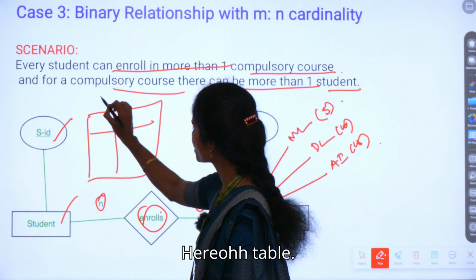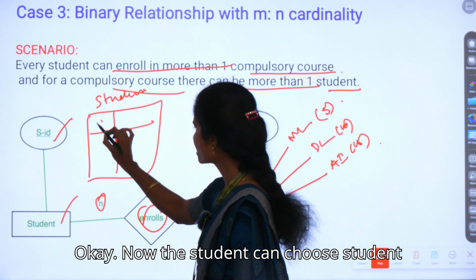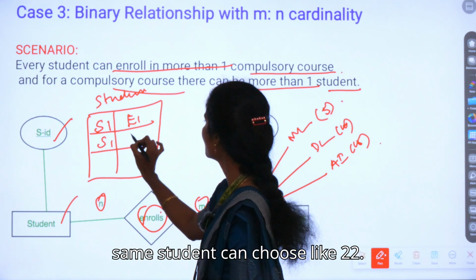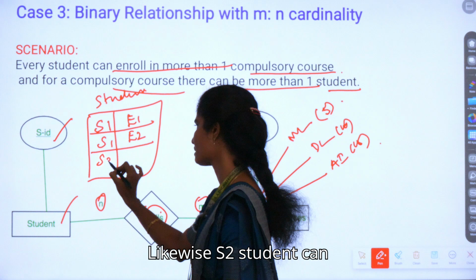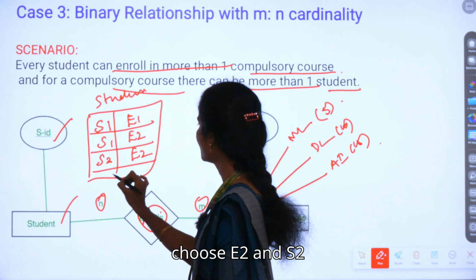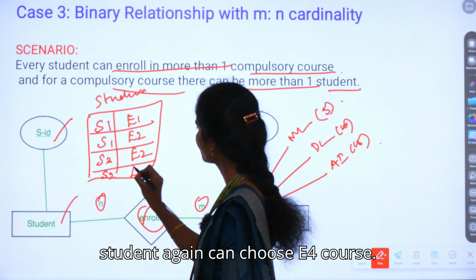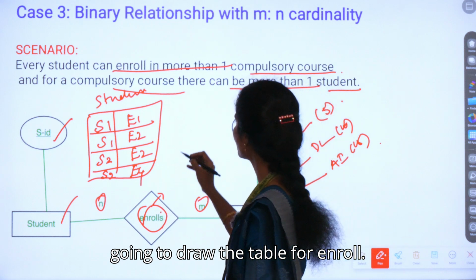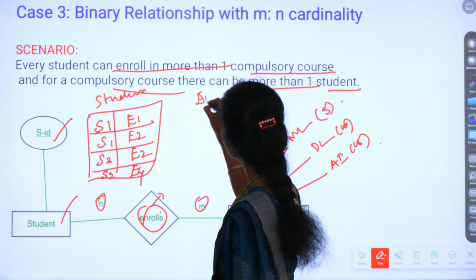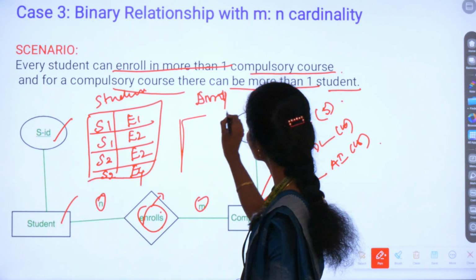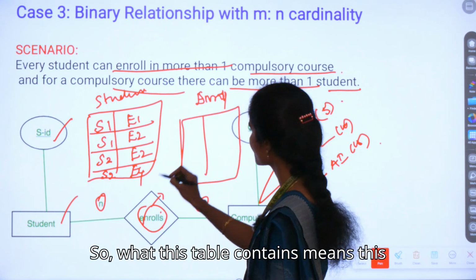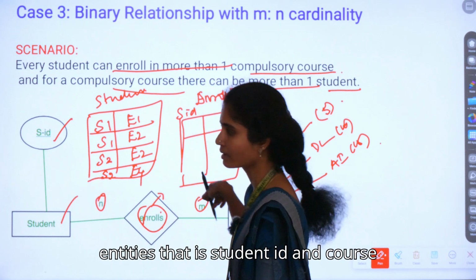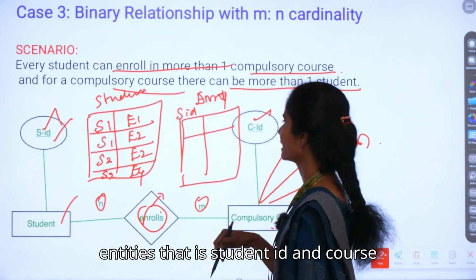Here is the student table. Now the student can choose, student 1 can choose E1. Again the same student can choose elective 2. Likewise, student S2 can choose E2, and student S2 can again choose the E4 course, likewise. Okay, so now I am going to draw the table for enroll. This table must contain the primary keys of these two entities, that is student ID and course ID.